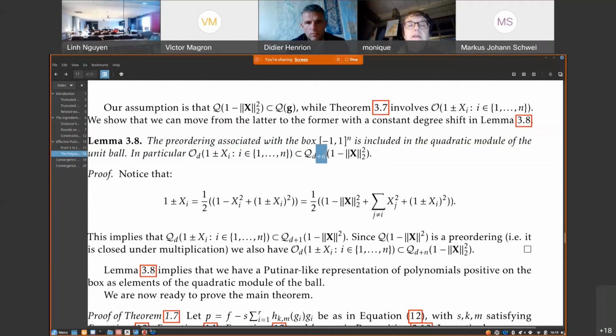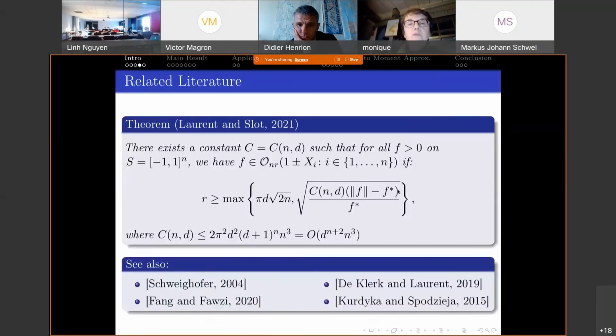Okay, thanks, that's clear. And maybe a second question. You now used the fact that this constant C of N and D is polynomial in N for fixed D. And is there another version where one can also say that this constant is polynomial for fixed N? There is a version that is polynomial for fixed N. For fixed D it is polynomial in N.